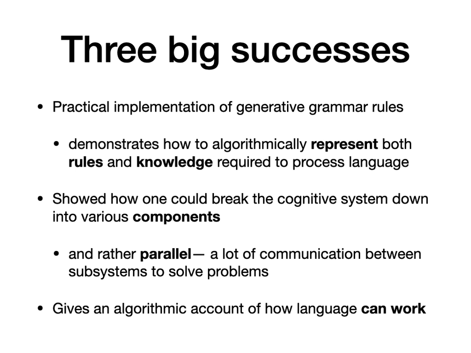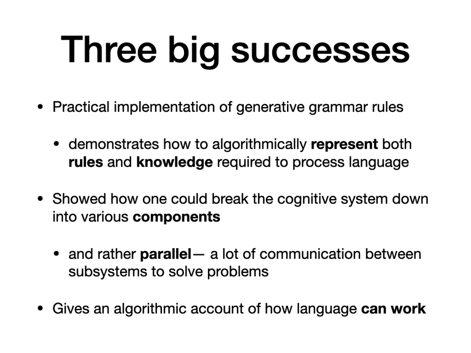It's a practical implementation of generative grammar rules, right? It's the deep structure of syntax kind of made explicit in a system that actually does it. Ooh, great. So how we algorithmically represent both the rules and the knowledge required to process language, that's awesome. And also showed how you can break down the information process, or a cognitive system, both kind of interchangeably referred to here, into component processes. Component processes that talk to each other. They run parallel. It's not just top to bottom, left to right. It is a whole bunch of information units all babbling, all trying to make sense of the input.